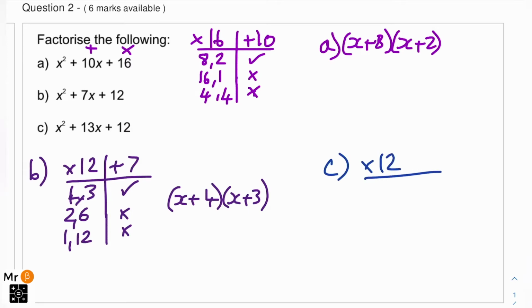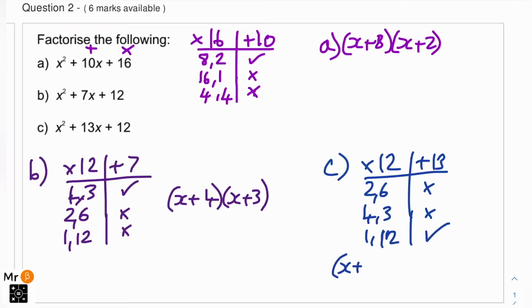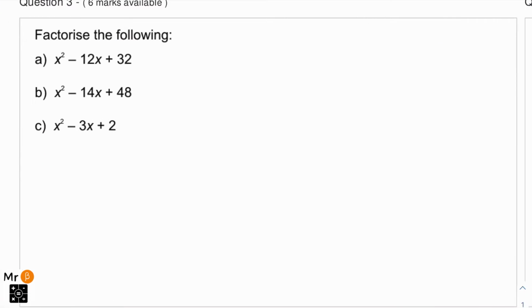and then our final question, part C, we are timesing to make 12, we are adding to make 13. So we've got 2 times 6 is 12, 4 times 3, and 1 times 12. 2 times 6 doesn't work, 4 plus 3 doesn't, and then 1 and 12 does work. So therefore our solution is x plus 1, x plus 12.